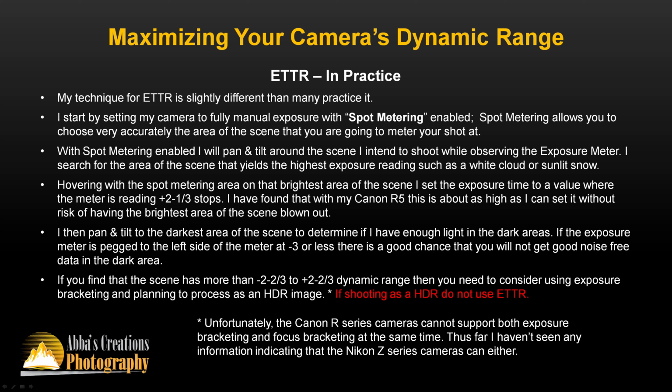I then pan and tilt to the darkest area of the scene to determine if I have enough light in the dark areas. If the exposure meter is pegged to the far left side of the meter, or -3 or less, there's a good chance you will not have good noise-free data in the dark area. If you find that the scene has more than -2 2/3 to +2 2/3 dynamic range, then you need to consider using exposure bracketing and planning to process the image in HDR.